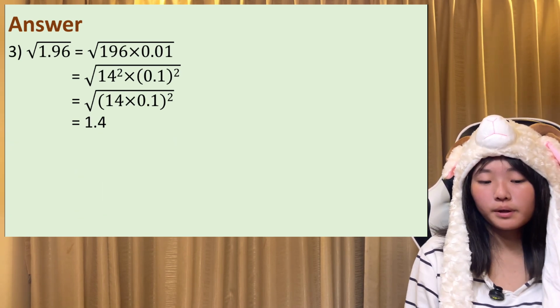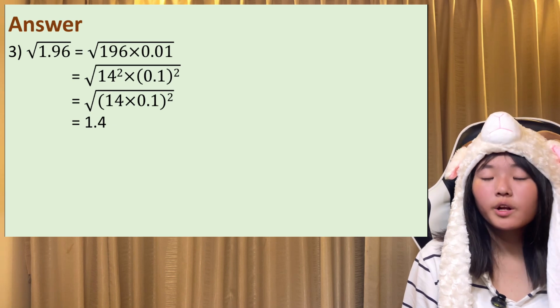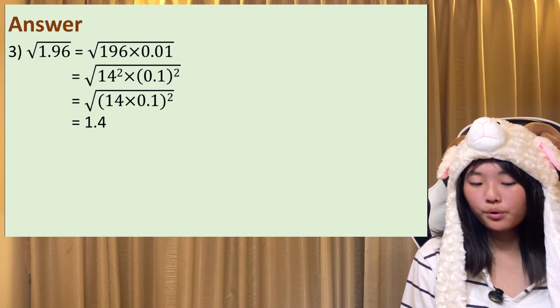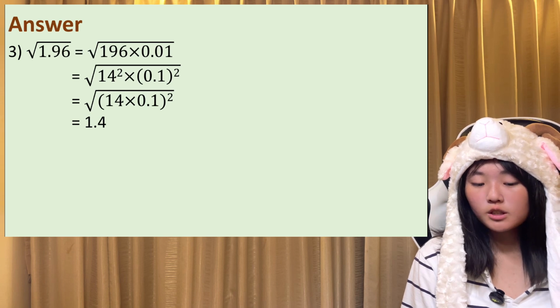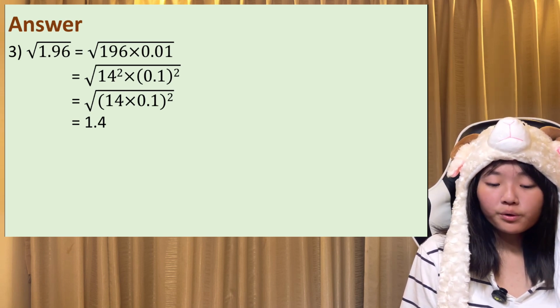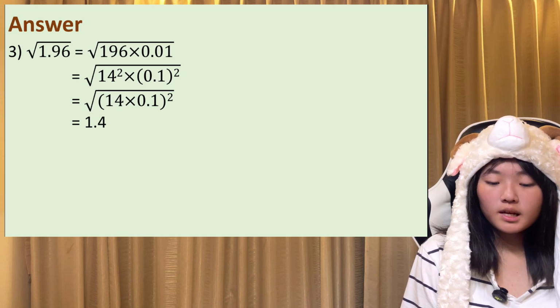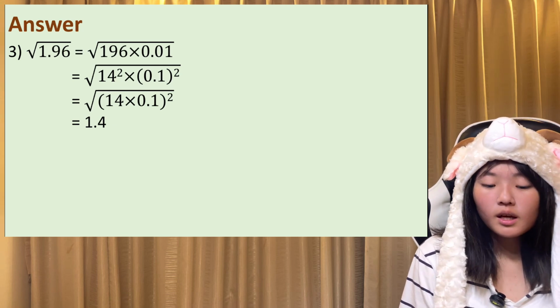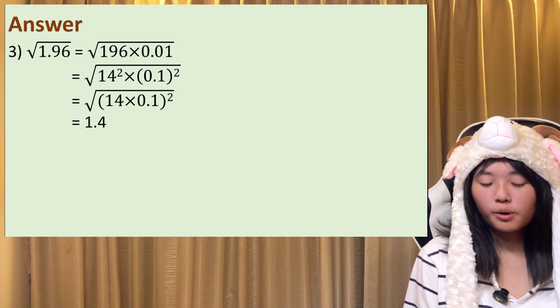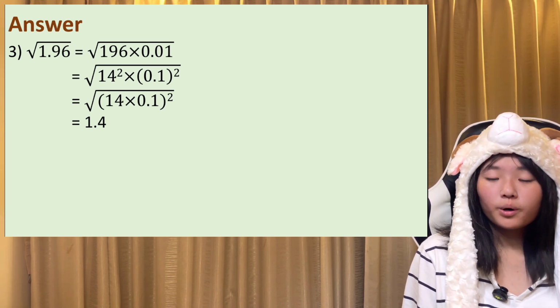The answer to number 3 is root 196 times 0.01, which is the square root of 14 squared times 0.1 squared, which would then become the root of 14 times 0.1 in brackets squared. And since it's squared, it would break free and become 14 times 0.1, which is then 1.4.